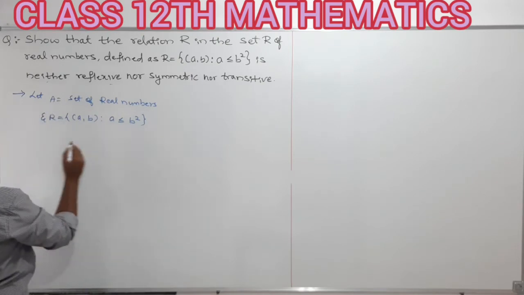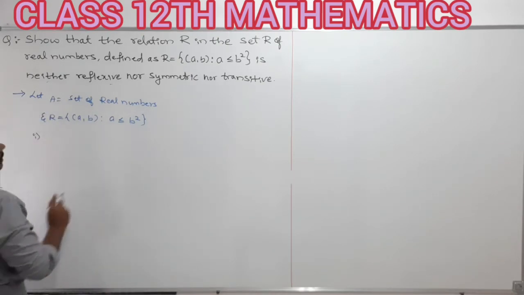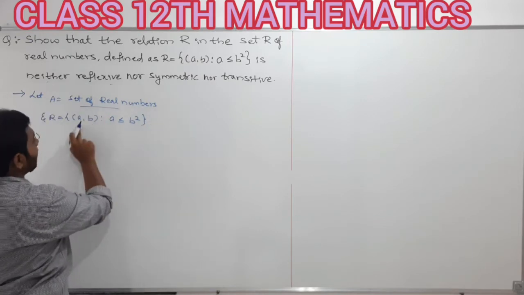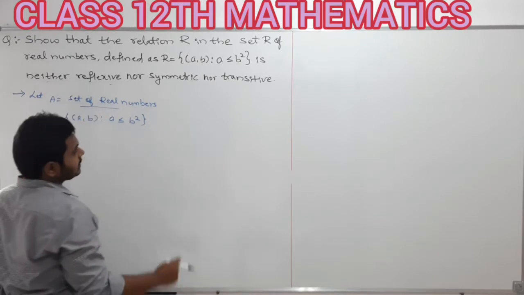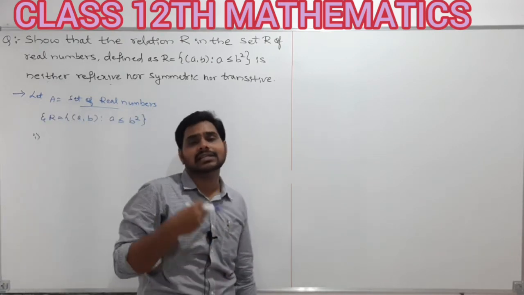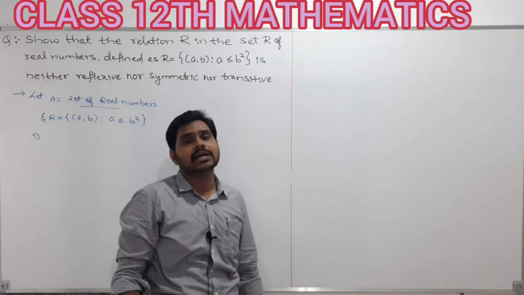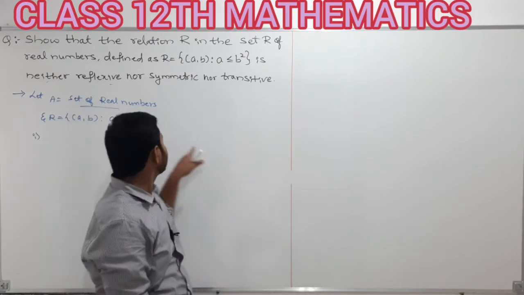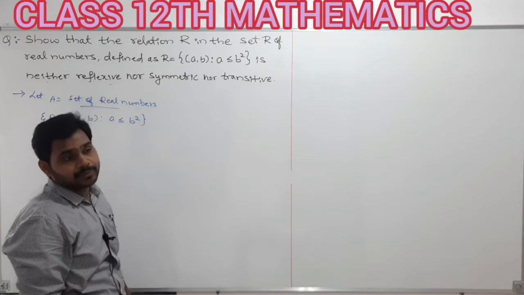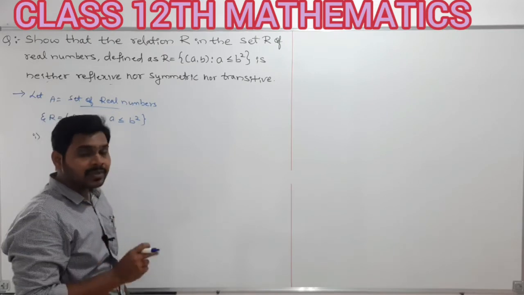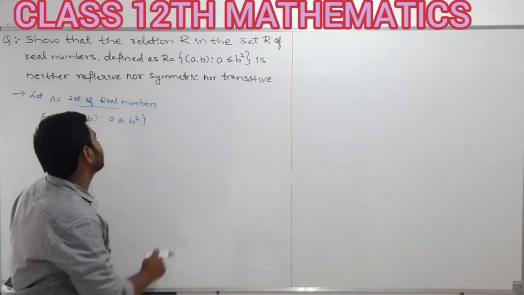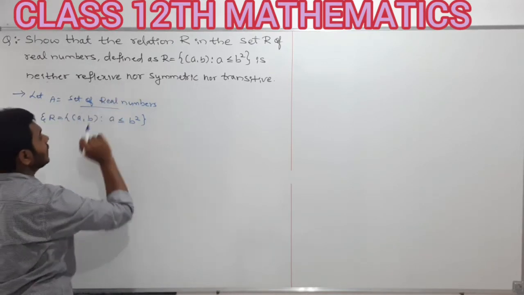For this, my dear students, first consider that you are defining the relation R on the set of real numbers. Real numbers include all rational, irrational numbers, integers, natural numbers. Every number will be there in the set of real numbers. Am I clear? Minus infinity to plus infinity on the real line, whatever number comes, all those numbers will be there in the real numbers.